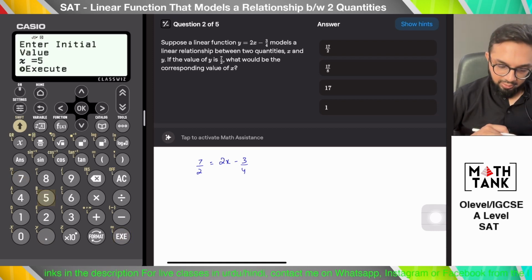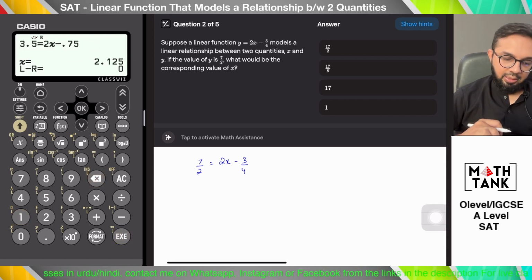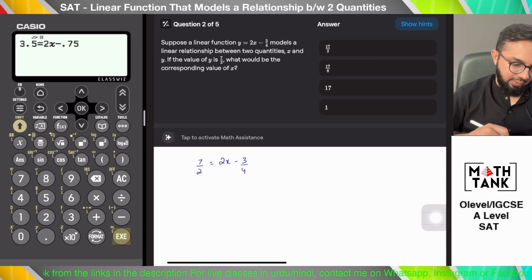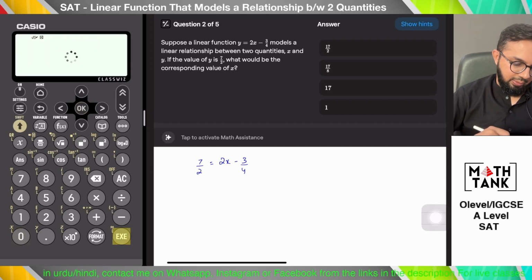I don't know what my initial answer is. Let's put in 1 and see if we get the correct answer. It's giving me 2.125. Can I change that to a fraction? Let's press shift and execute and see. I'm not sure why this isn't churning out.